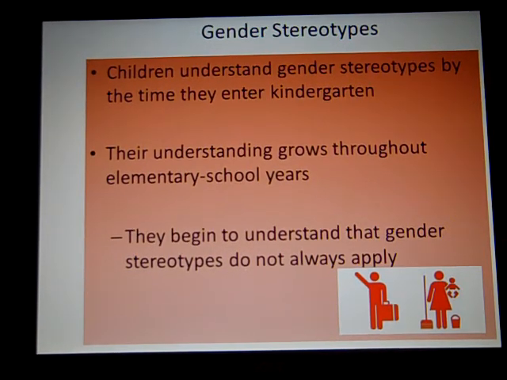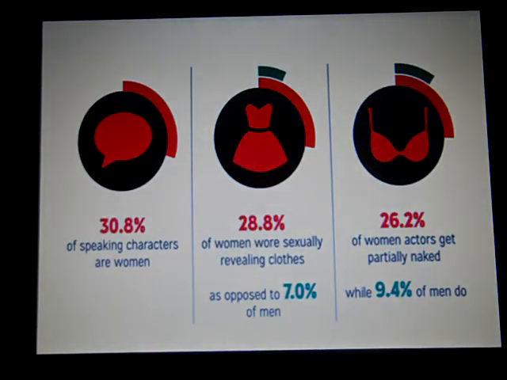Children understand gender stereotypes by the time they enter kindergarten. So they start to understand these stereotypical images and ideas of what it means to be a man, what it means to be a woman. And this understanding grows throughout the elementary school years. They begin to understand that gender stereotypes don't always apply either. We'll talk about that as we go here as well.